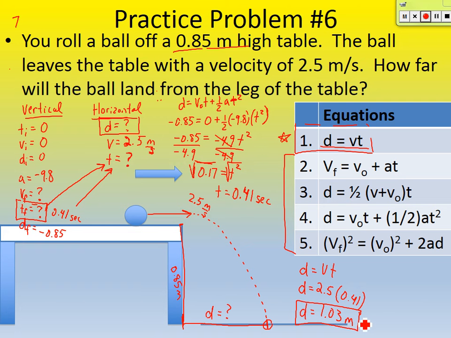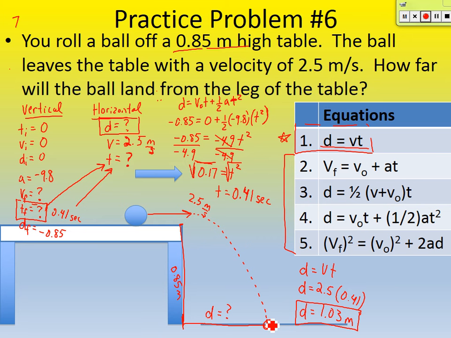Okay, so if you measured out 1.03 meters away from the leg of the table, that's where that ball is going to hit. And that's kind of cool. We can figure that out. That's kind of what your test is going to be like for this chapter. You're going to have to place a cup over here, and the ball that's rolling off, you'll have to predict how far away from the table you've got to put the cup so that the ball hits it. We can do that now, right? Yeah. Okay.